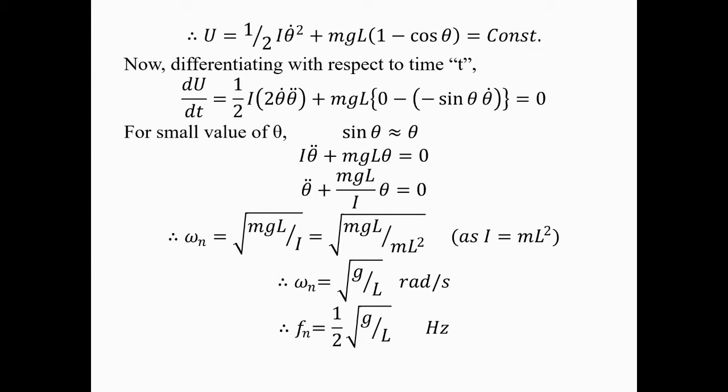Now differentiating with respect to time, in this term 1/2 I remains constant. Only we need to differentiate theta dot square, while in this term mgl is constant, here 1 is constant, but cos theta is variable, so we need to differentiate only cos theta, and the differentiation of a constant term would be 0.